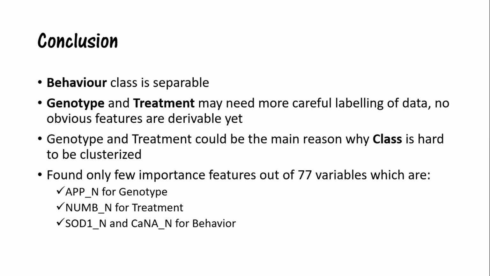Because we found out it's hard to do the clustering using Qmod PCA, we use t-test to find the important features. Hence, we found out that APPN is an important feature for genotype class, NUMB for treatment, and SOD1 and CaNA are significant for behavior.